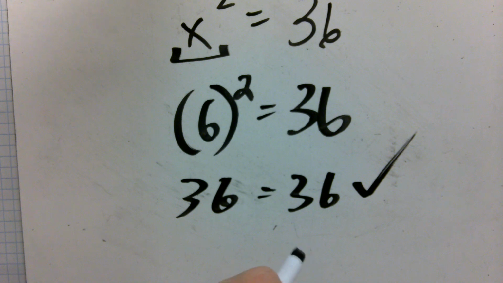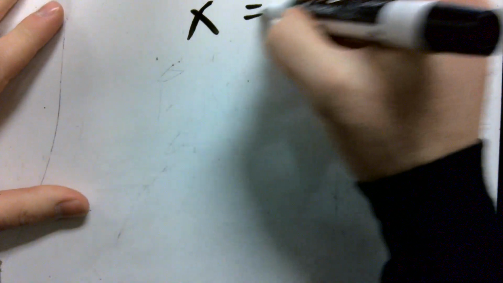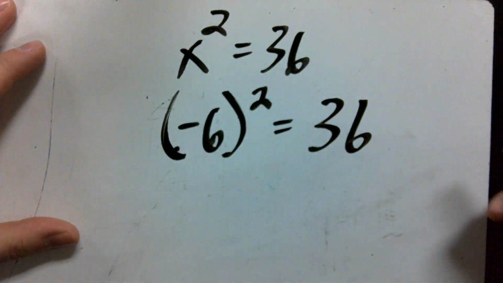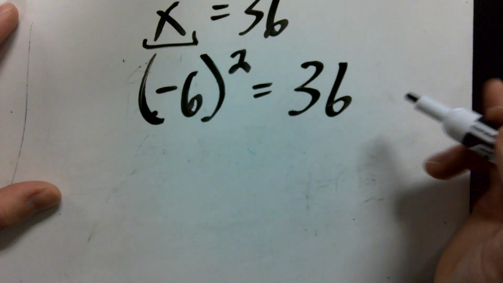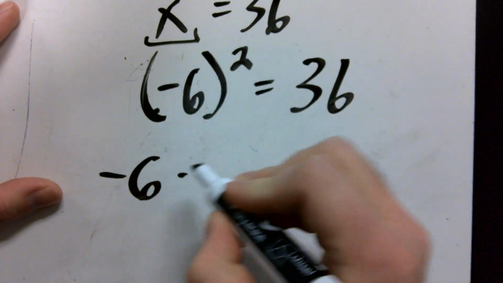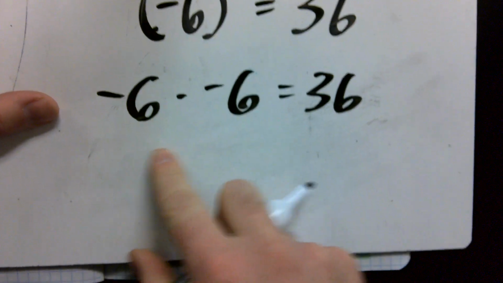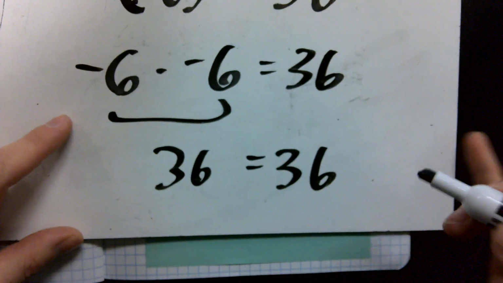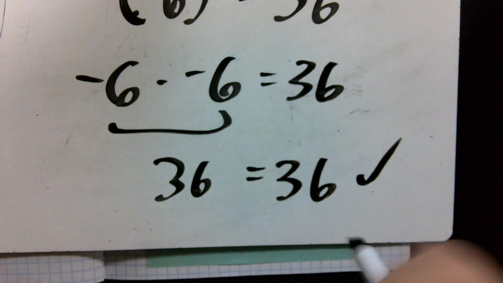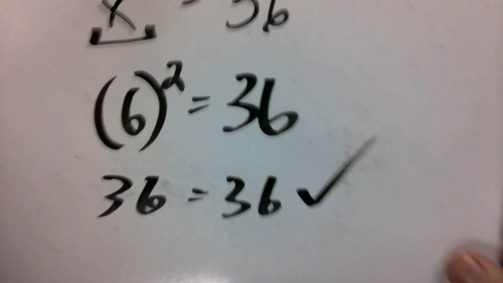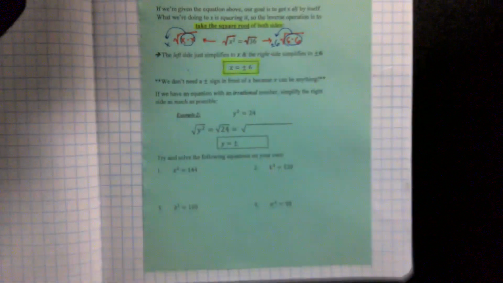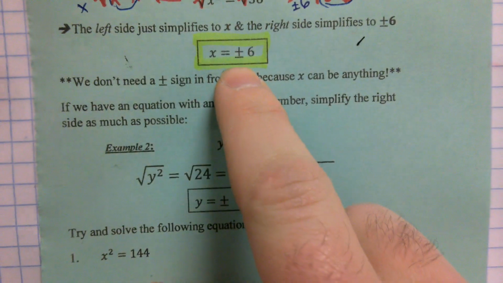Now, this is why the plus or minus is important. If I have, again, x squared equals 36, and I plug in negative 6 for x, and I expand this out, I get negative 6 times negative 6. What's negative 6 times negative 6? Positive 36. Is that a true statement as well? Yeah. So this is why we have to use the plus or minus sign, because positive 6 is a solution to this equation, but negative 6 is also a solution to this equation. We cover both those bases with that one little plus or minus sign.